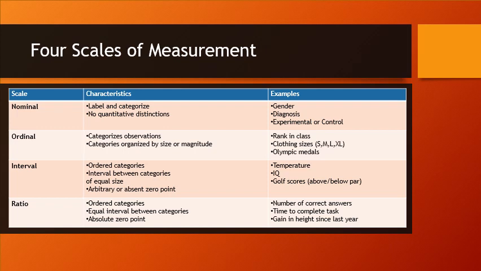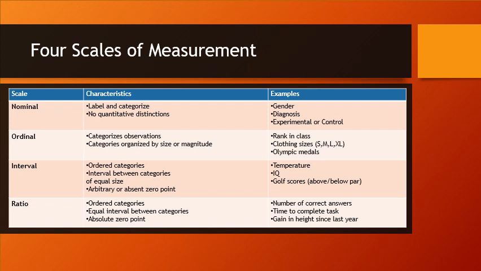Interval scales have equal intervals, like temperature outside, an IQ score, a golf score. You're either 1, 2, 3, or 10 below par, or 1, 2, or 3 above par. Those are interval scales. Ratio scales are the ones we use a lot in this class. There are equal intervals, and there's an absolute zero, so 0 means 0 in a ratio scale.